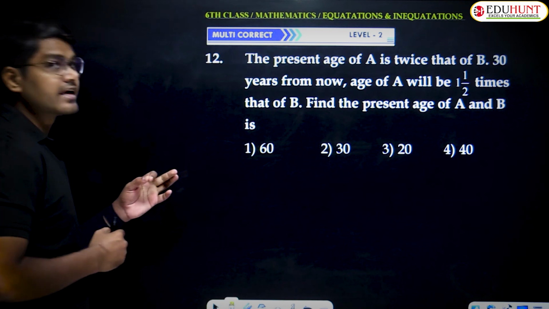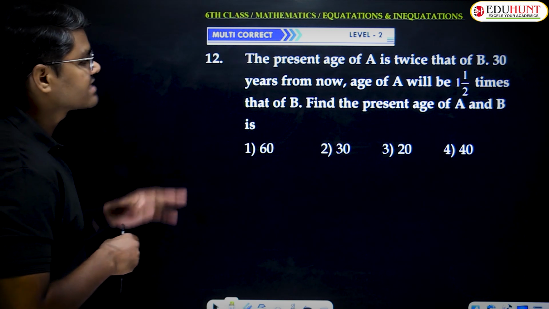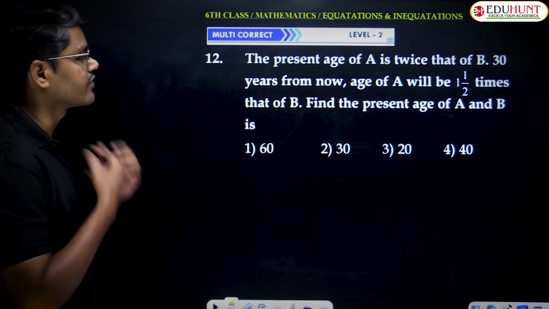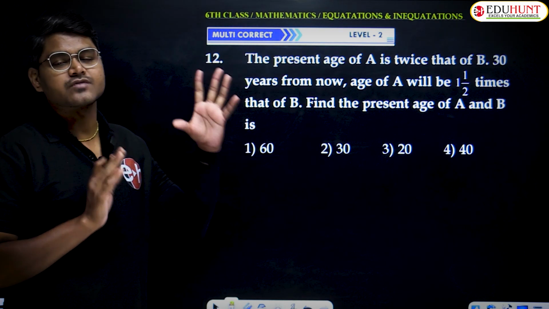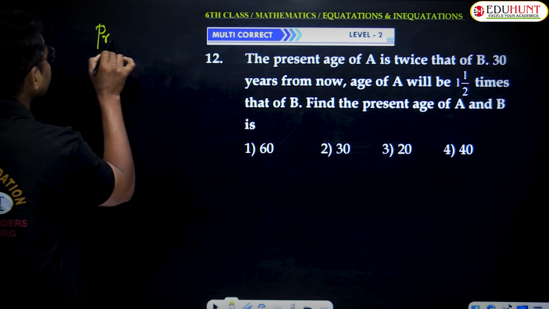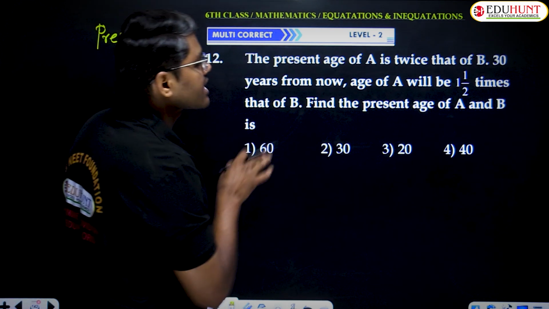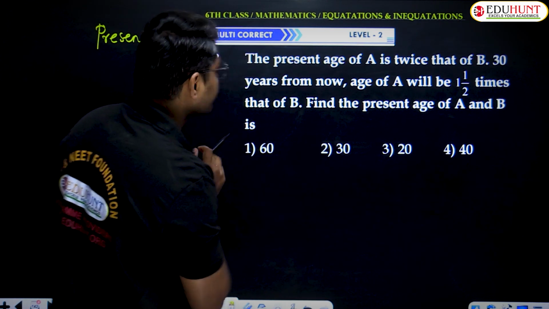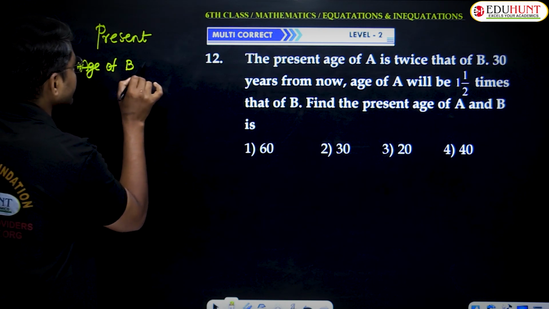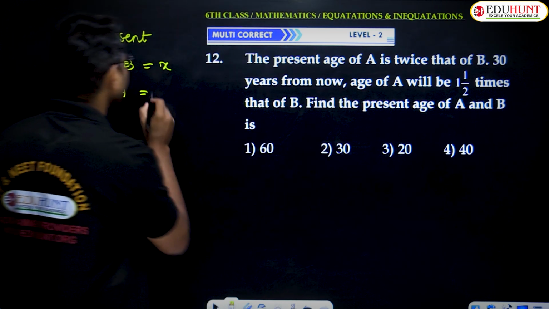The present age of A is twice that of B. 30 years from now, the age of A will be 1 by 2 times that of B. Find the present age of A and B. In this type of questions, first of all, we have to take the present ages. At present, let us check the comparison. A is being compared by B. So, present age of B is x. Present age of A is twice that of B, so that is 2x.